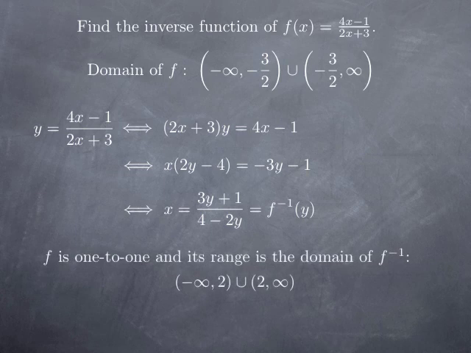So f is 1-to-1. Going back to the question of the range, its range is the domain of f inverse. And f inverse is defined everywhere except when the denominator 4 minus 2y is 0, in other words, except for y equal 2. So in other words, the range is the domain of f inverse, which is all the real line but 2.